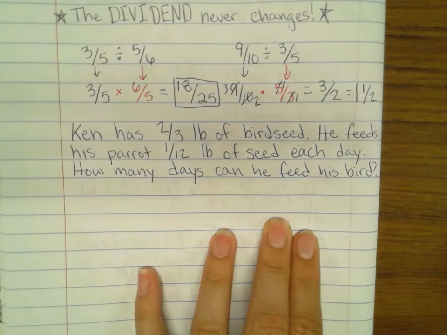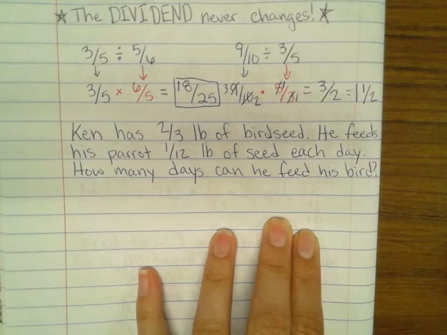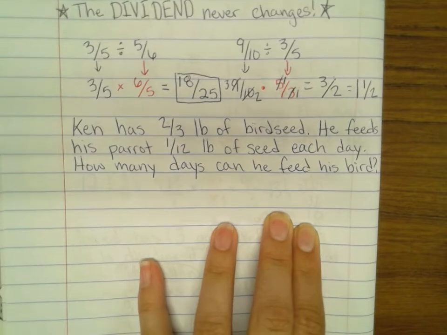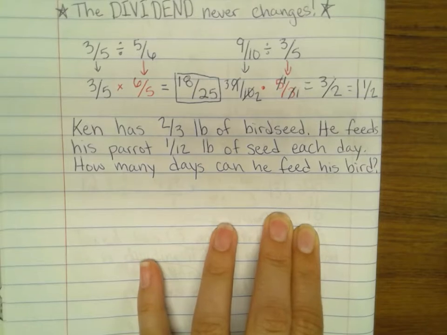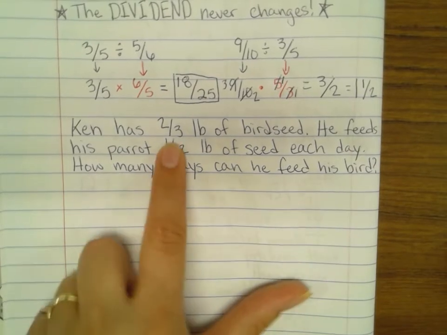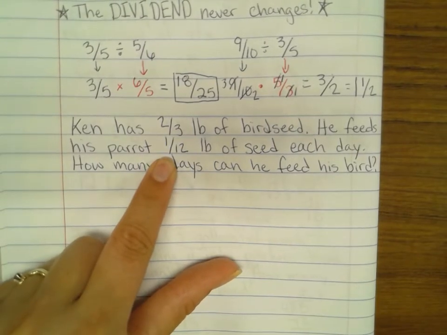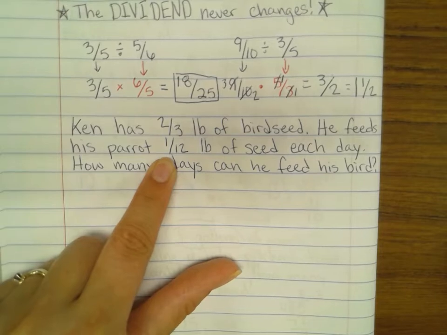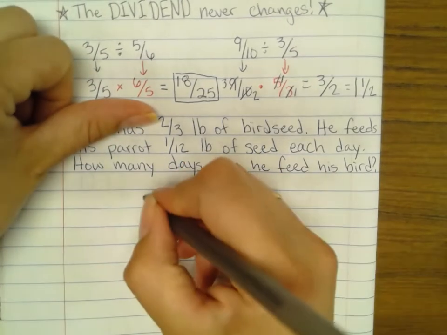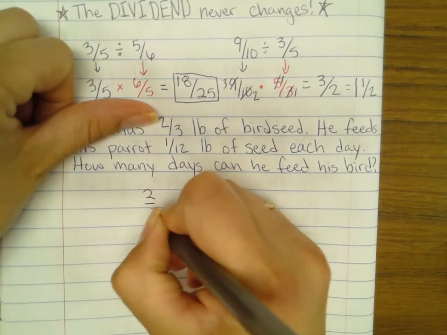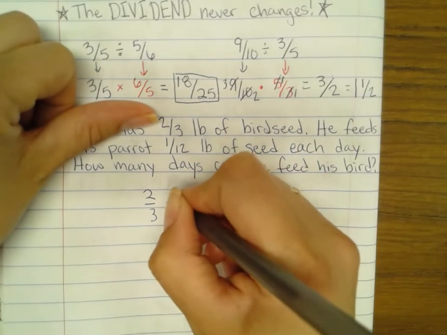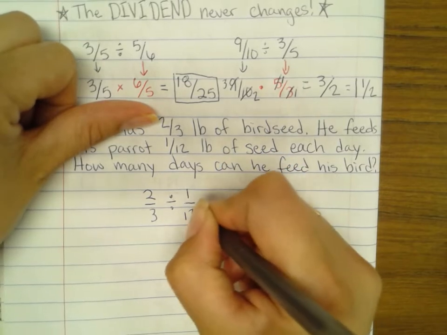All right, in story problems, it's not given to us what the dividend is and what the divisor is. You have to use your brain and think about what is being split up and how we are splitting it. So looking at this, I want to think, what's my total? That's usually my dividend. So he has 2/3 pounds of birdseed, and he's going to be splitting it up into groups of 1/12 of a pound to feed his bird. So that means my dividend is 2/3, and I'm dividing it up into groups of 1/12.